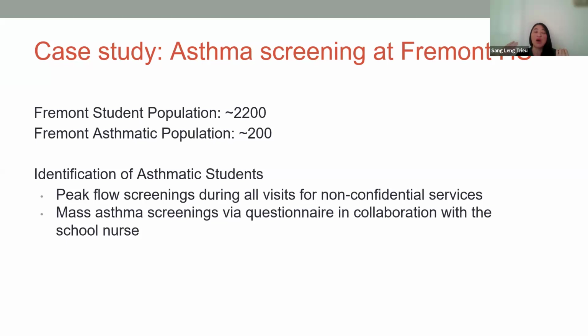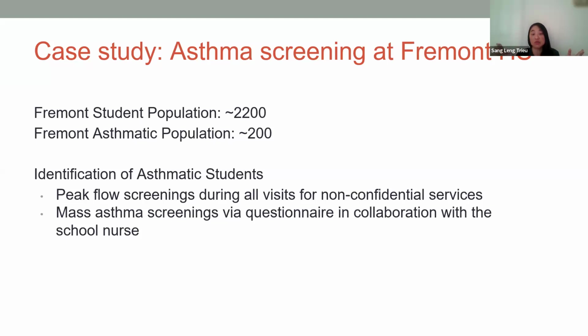really help drive the chronic care element to the school-based health center, so that it will reduce their chances of ending up in a hospital or an ER, which we know will be much costlier than being seen at a school-based health center. And so what they did was peak flow screenings during all visits for non-confidential services.